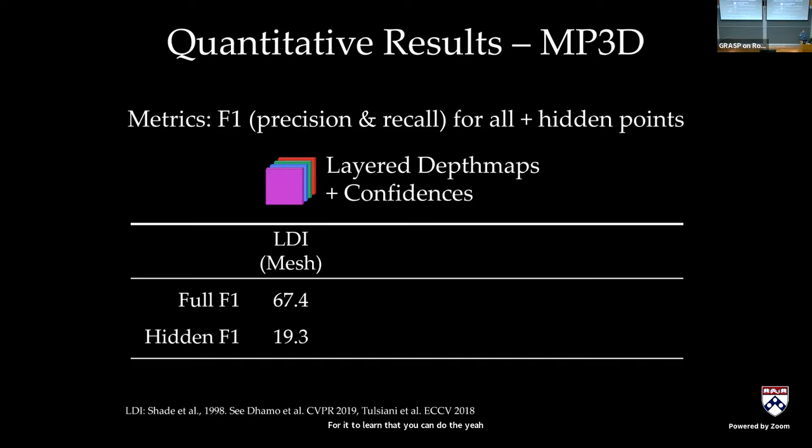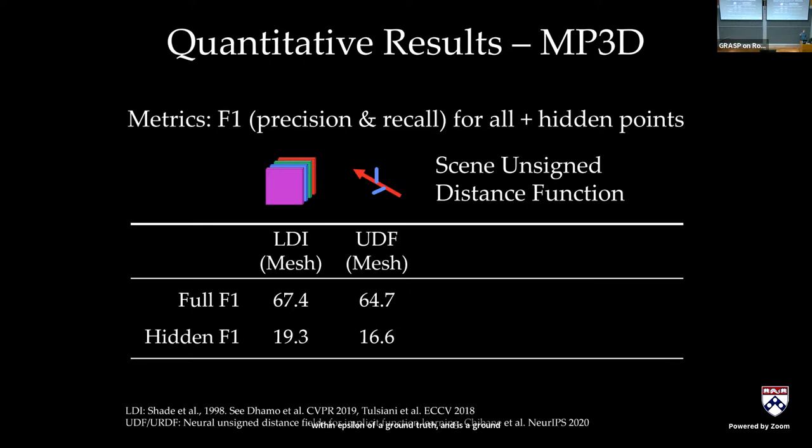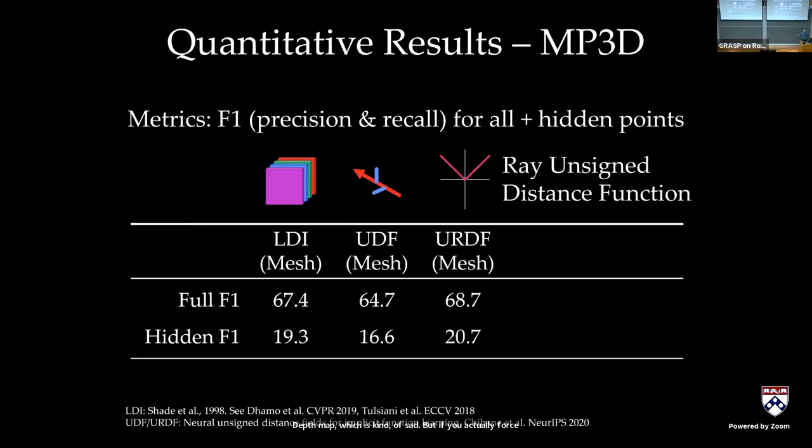For every single point, it's like the multi-view stereo accuracy and completeness. So yeah, exactly. It's basically: are all your points within epsilon of a ground truth, and is a ground truth point within epsilon of your predictions. The unsigned distance function also doesn't work that well. In fact, it does a little bit worse than predicting 4 depth maps, which is kind of sad. But if you force an unsigned distance function to be along the ray, you get a pretty large improvement. So this is 4%, which, especially given the relatively low performance to start with, is a very large relative improvement.